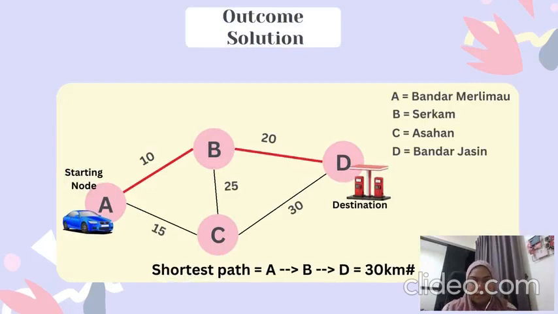Therefore, as we can see, in this path, the Dijkstra algorithm has successfully found the shortest path to reach the destination. 30 km has been found after calculating from Bandar Malimau to Serkam 10 km and Serkam to Bandar Jasin 20 km, which is the destination where the petrol station is located.